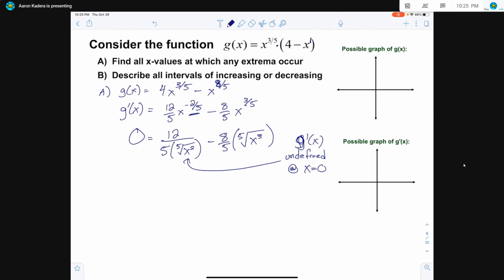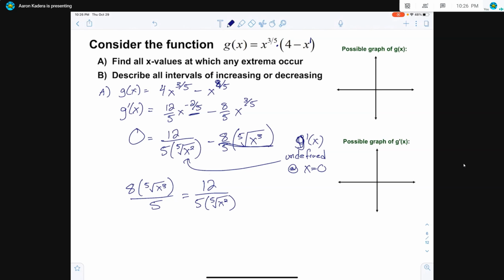Now, we go ahead and solve this for 0. So let's bring this 8/5 over. I'm going to combine the numerators here, so I'm going to write this as a fraction. So I'm going to go 8 times the 5th root of x to the 3rd over 5 equals 12 over 5 times the fifth root of x squared.